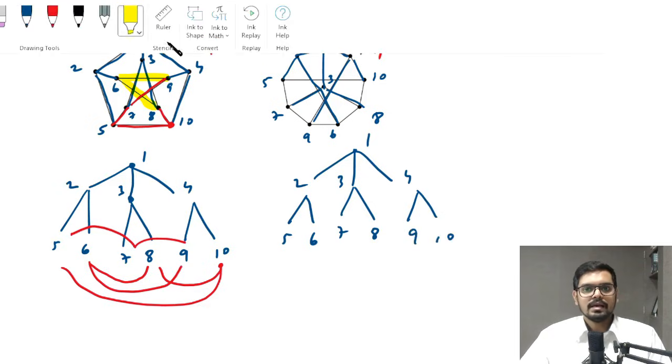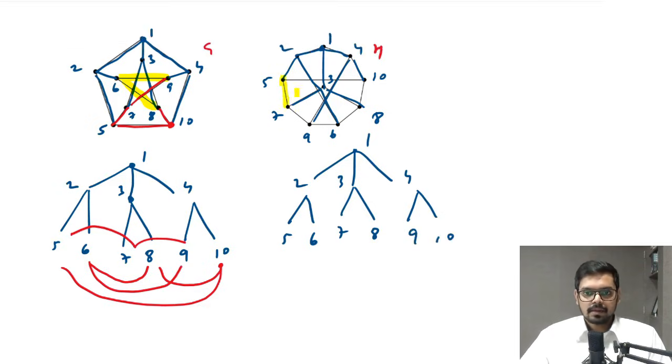Again, here also I can say this 5 has 7 to 10 edge. This 7 is having, okay, let me take it in this way. This 9 is having edge to 7 and 6. And finally, 8 is having edge to 6 and 8.